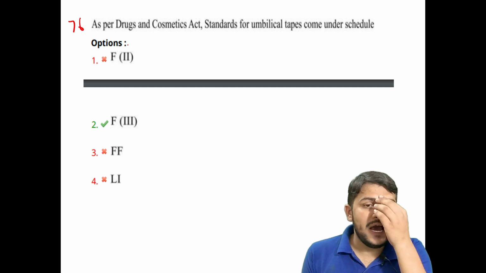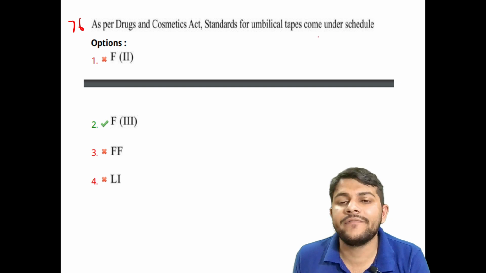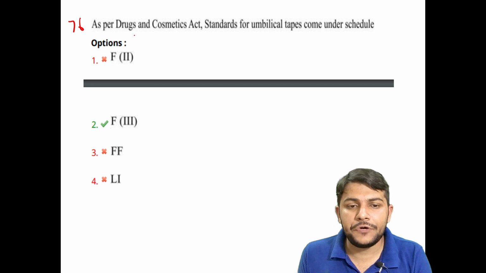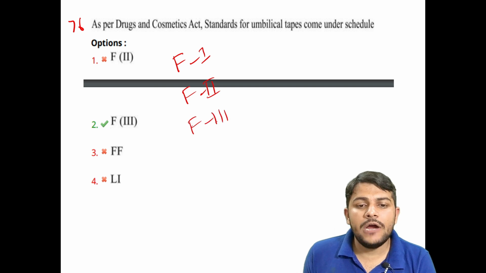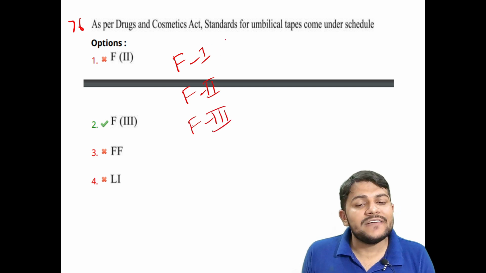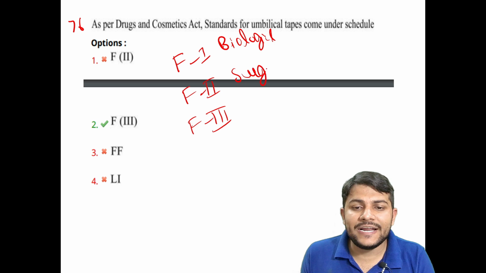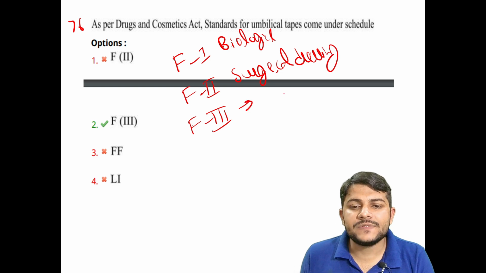We have to find out, as per the Drug and Cosmetic Act, the standard for the umbilical tapes comes under which schedule? So the D&C Act, we have the Act in 1940 and the Rules in 1945. Basically we have F1, F2 and F3. You have to be clear with this concept right now. F1 is basically related to biological products, or we can say blood related. Then F2 is related to surgical dressing. Then F3 is the tapes. So you can take it like that.